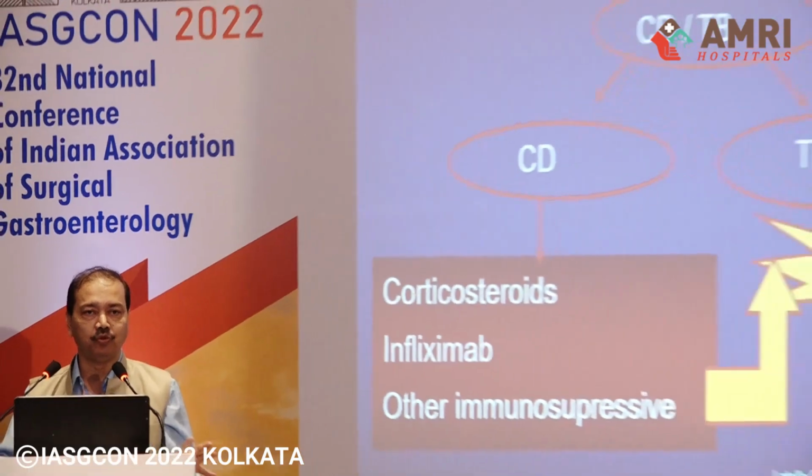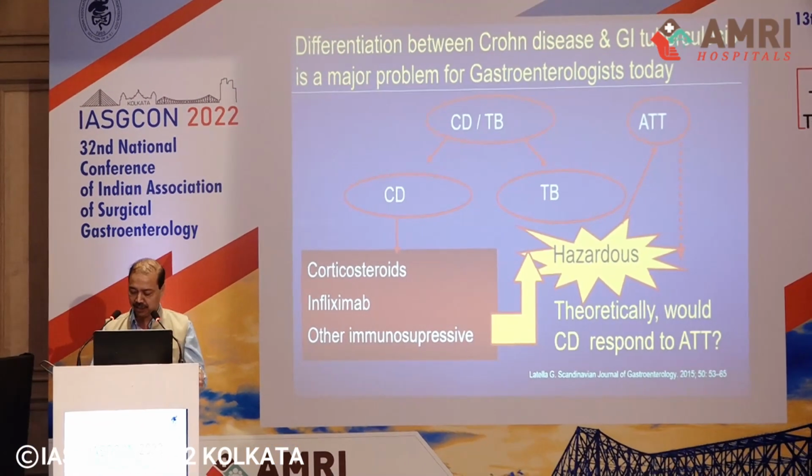And CD and TB is a difficult situation, because if you think this is a patient of Crohn's disease and start him on therapy for Crohn's, such as corticosteroid, biological or other immunosuppressive, and he is not Crohn's, he has tuberculosis, you will do major harm to the patient. On the other hand, if you give anti-tubercular treatment to every patient, obviously you are delaying the diagnosis of Crohn's, and therefore their disease will progress. Theoretically, even anti-tubercular treatment can lead to response in Crohn's disease, the mechanism of which I do not want to go into because I have 10 minutes.